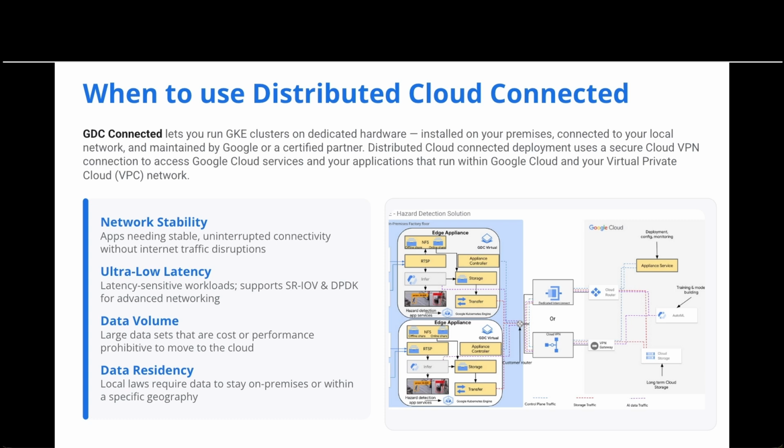Your application requires the lowest network latency and is very sensitive to latency spikes. Distributed Cloud also supports very high performance network technologies for even more advanced scenarios that require the network function operator. Data volume: your application generates a large amount of data that could be performance-centric or cost-centric to transfer to and from the Google Cloud. Data residency: maybe your local laws or regulations dictate that your data must remain on premises and must be stored either outside of your business or outside of a specific geographic region. So that's where we use Distributed Cloud connected.